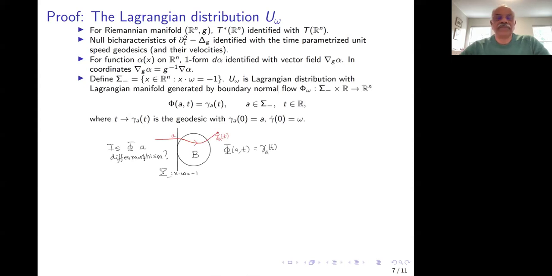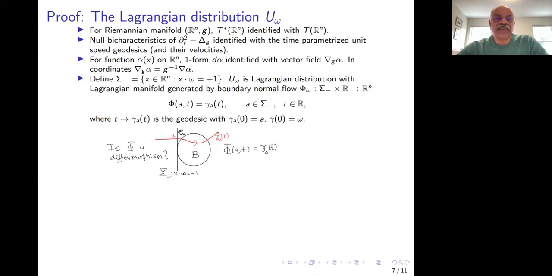Okay. So the solution u_omega that we've constructed is, in general, a Lagrangian distribution. So it's got a complicated structure. It's a Lagrangian distribution associated with a Lagrangian manifold, which sits in T*R^n. And this Lagrangian manifold is generated by this boundary normal geodesic flow. So sigma minus is this plane x dot omega equals -1, and this is just in R^n.